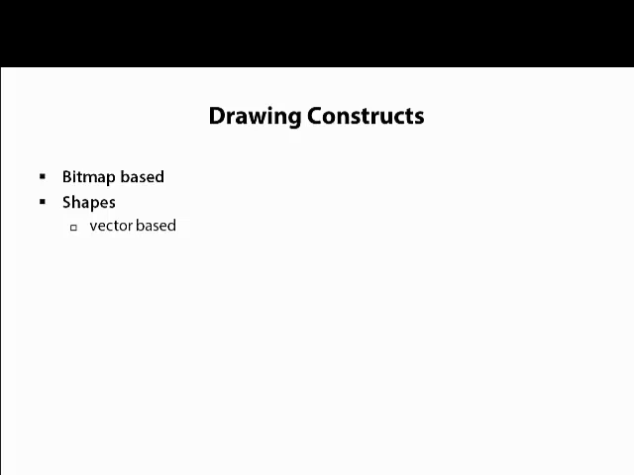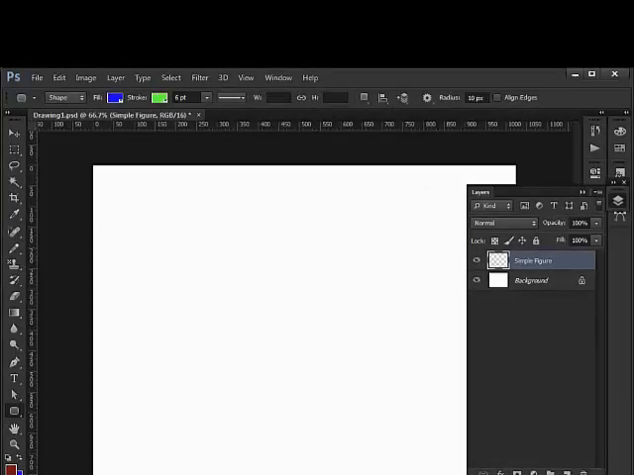Photoshop is a mix of constructs that are bitmap-based and constructs that are vector-based. The vector-based constructs are called shapes, and that is what we're going to look at now. Shapes are probably the thing you will use most in technical drawings. Photoshop comes with a number of built-in shapes.